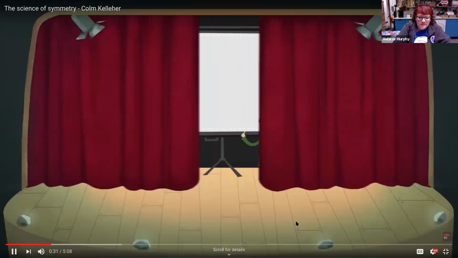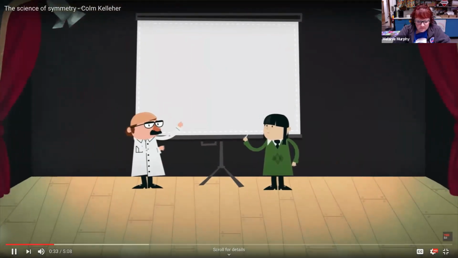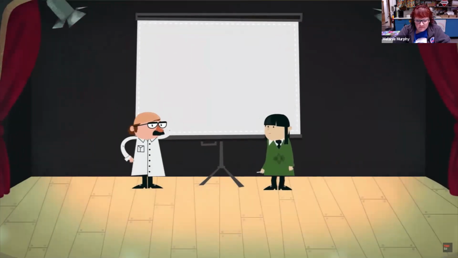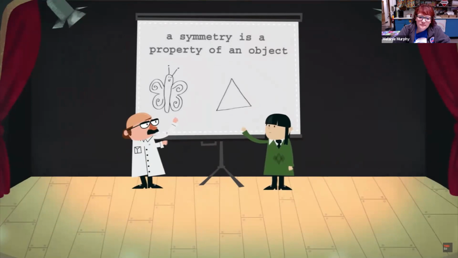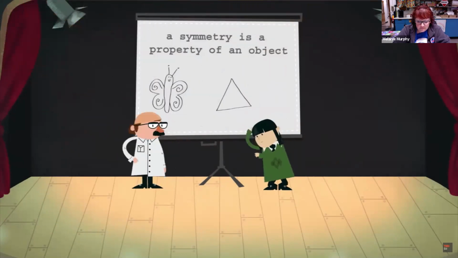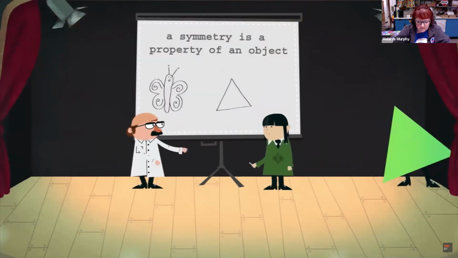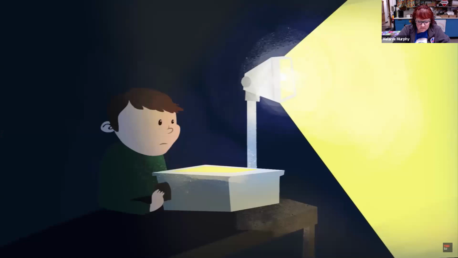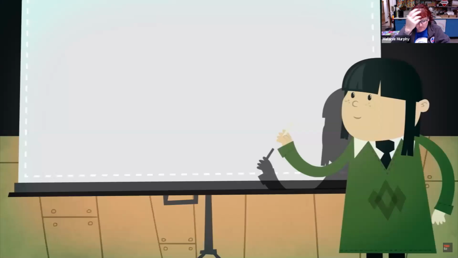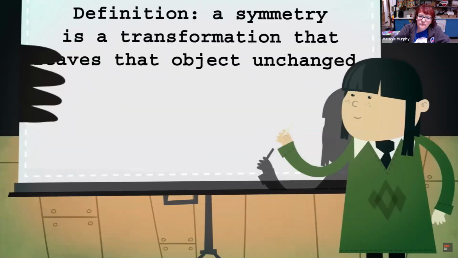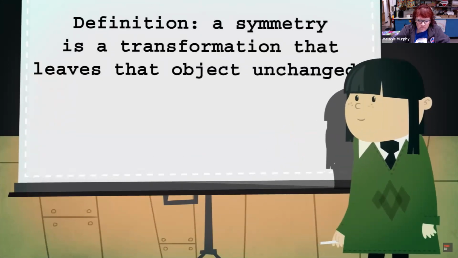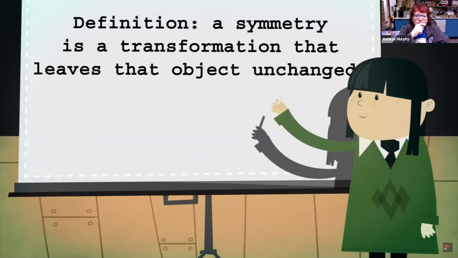In math and science, symmetry has a different and very specific meaning. In this technical sense, a symmetry is the property of an object. Pretty much any type of object can have symmetry, from tangible things like butterflies to abstract entities like geometric shapes. So, what does it mean for an object to be symmetric? Here's the definition. A symmetry is a transformation that leaves that object unchanged. Okay, that sounds a bit abstract, so let's unpack it.